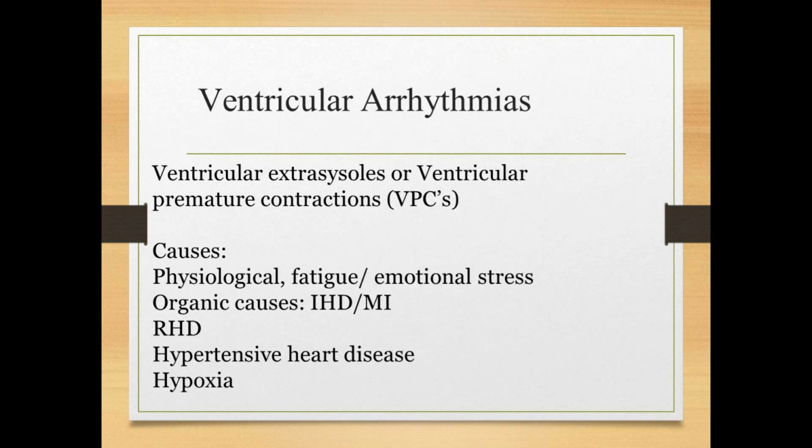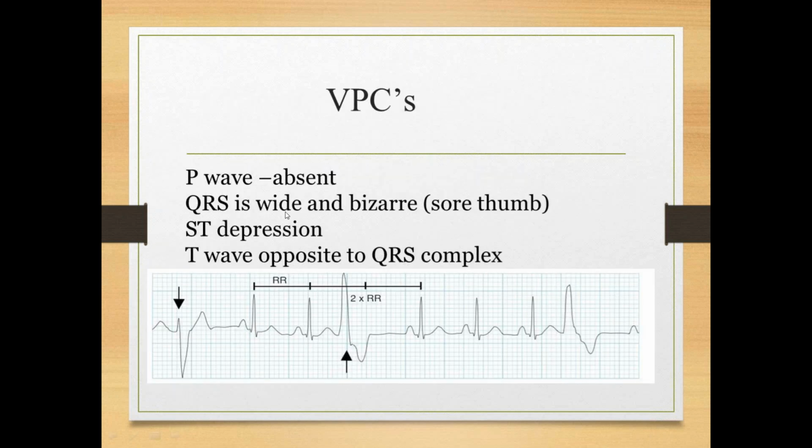So in VPCs, the P wave is absent and the QRS is wide and bizarre. It is also depicted as the sore thumb appearance, the ventricular premature contractions. So you can see before the ventricular premature contraction, there is no P wave. Here PQRST, PQRST. Here, this is the PQRST. This is a T wave. So the P wave is not there before the VPC, before the ventricular premature contraction.